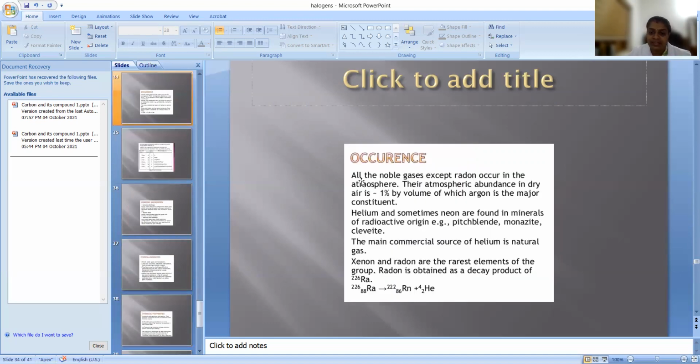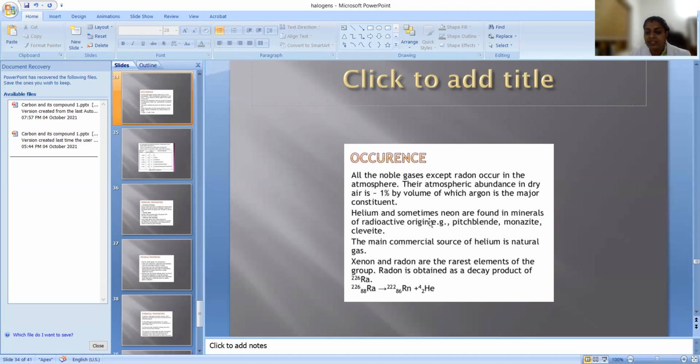Now about the occurrence. All the noble gases except radon occur in the atmosphere. Okay, so we know that if you see the atmosphere, different gases are present. We can see that there is a section for noble gases, right? 1% by volume of the dry air in the atmosphere is noble gases, of which argon is the major constituent.